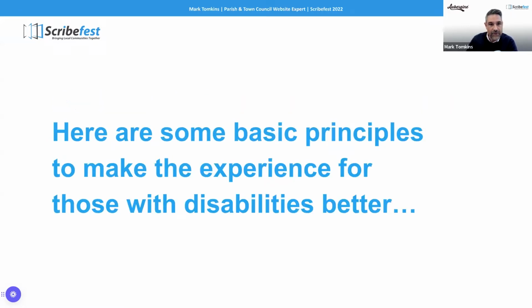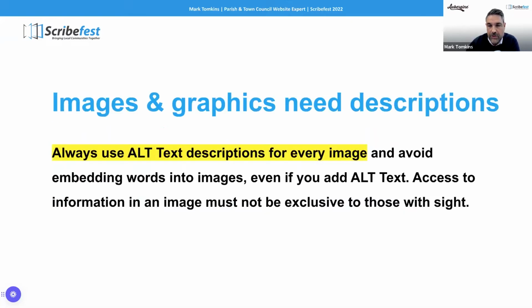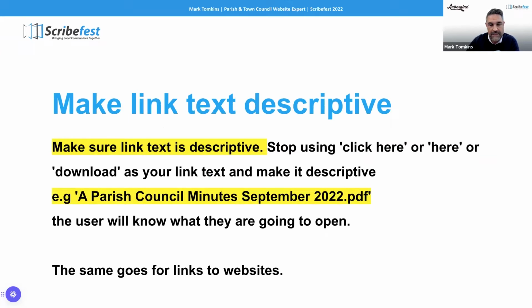So here are some basic principles on how to improve your website for people with disabilities. Starting with the platform that you're on, if you're using images, please make sure that you use alt text to describe the image. What is alt text? That's a textual description that sits underneath the image. Most website platforms will allow you to do it. Don't overload it. Describe what's in it.